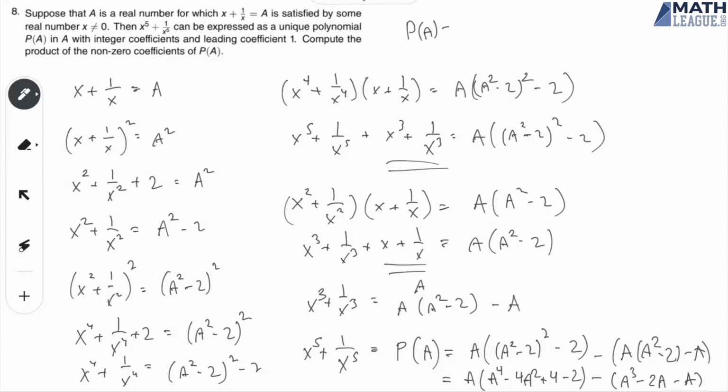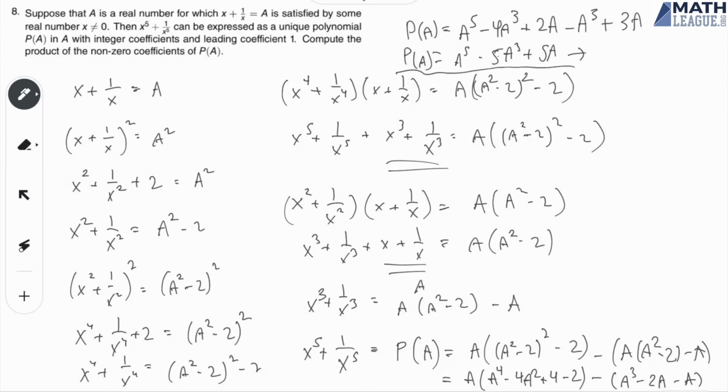So here, P of A, we expand out and simplify like terms. We get A to the fifth minus 4A cubed. 4 minus 2 is 2 times A is 2A. And then minus A cubed. And then minus 2A minus A is minus 3A, times -1 is plus 3A. So we get A to the fifth minus 5A cubed plus 5A. This is our polynomial P of A.